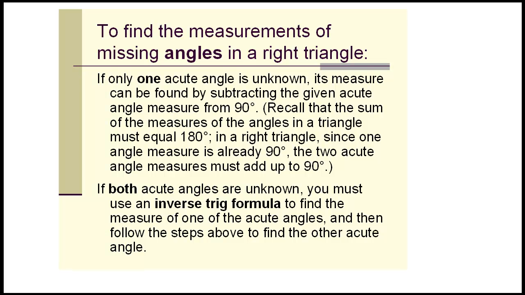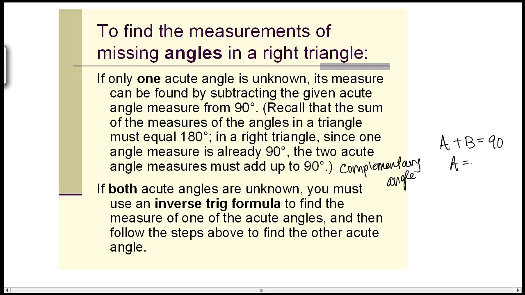from 90. Recall the sum of measures of angles in a triangle must equal 180. In a right triangle, since one angle is already 90, that means that the acute angle measures must give you 90 also, and that means that they are complementary angles. A plus B has to give you 90, which means that one angle is 90 minus the other.